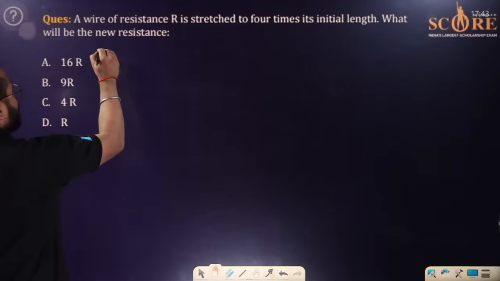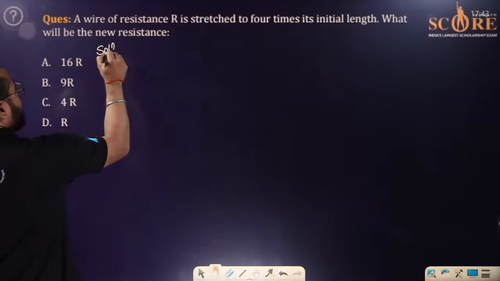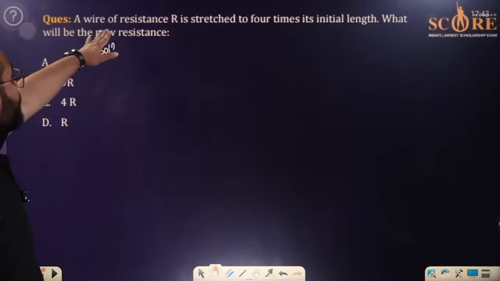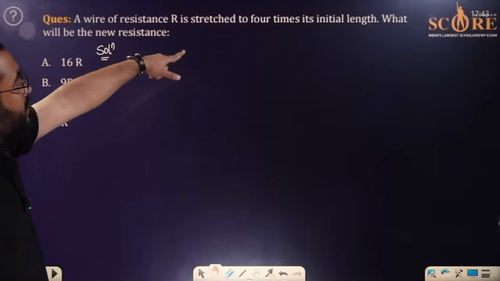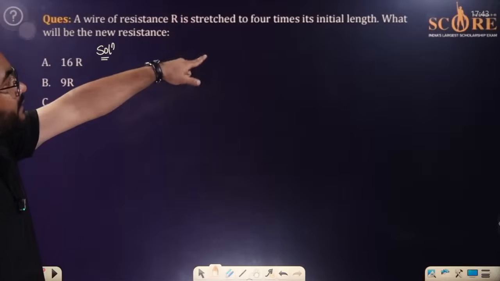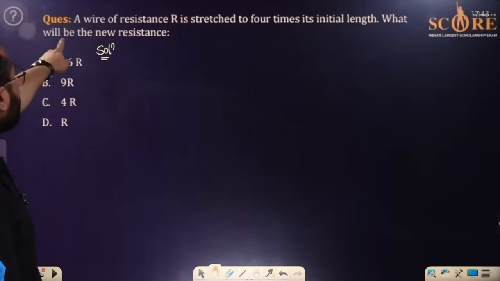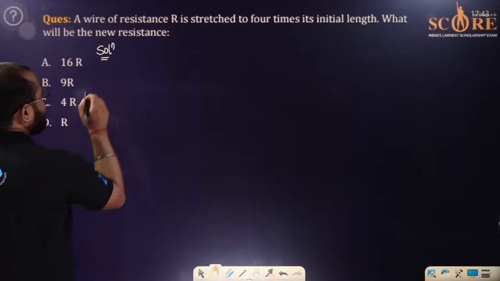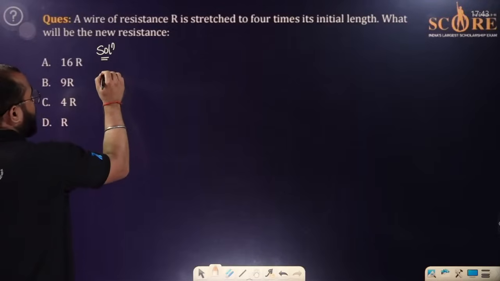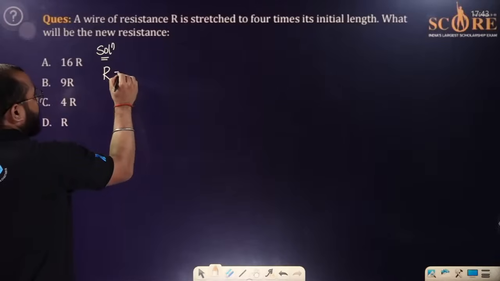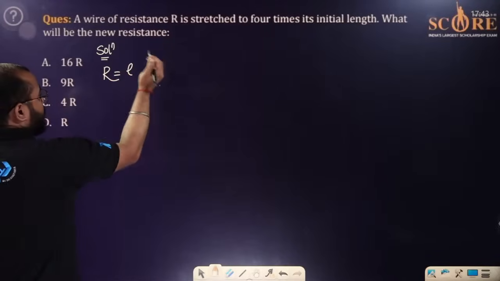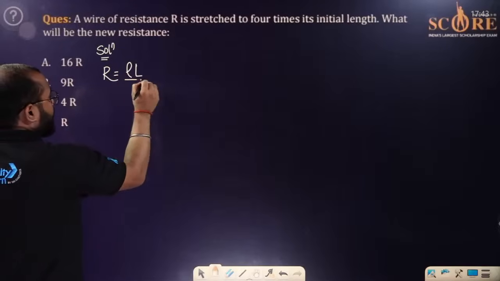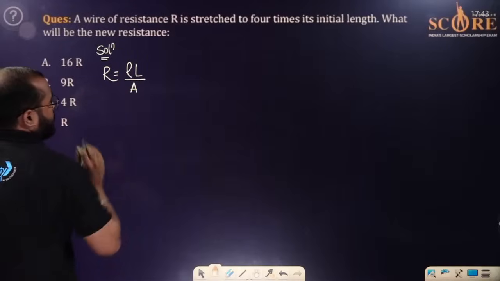Time up. Solution for this. It is a pretty straightforward question, but there is one concept that is required. See, a wire of a resistance R is stretched to 4 times its initial length. What will be the new resistance? We know the formula for R. R is equal to the resistivity, which depends on the material, times the length of the conductor divided by the area of cross section.